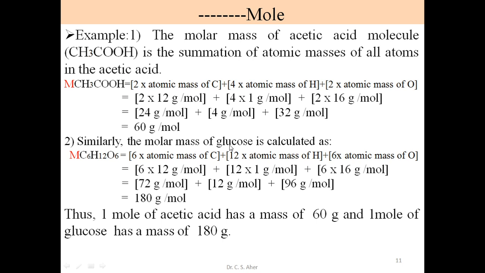Similarly, we calculate the molar mass of glucose. What is the chemical formula of glucose? C6H12O6. The molar mass M of glucose involves 6 atoms of carbon, 12 atoms of hydrogen and 6 atoms of oxygen. Multiply the number of atoms with the atomic masses: 6 into 12, 12 into 1, 6 into 16. After multiplication and addition, the final answer is 180 gram per mole. So 180 gram per mole is the molar mass of glucose. Thus 1 mole of acetic acid has a mass of 60 gram, and 1 mole of glucose has a mass of 180 gram.